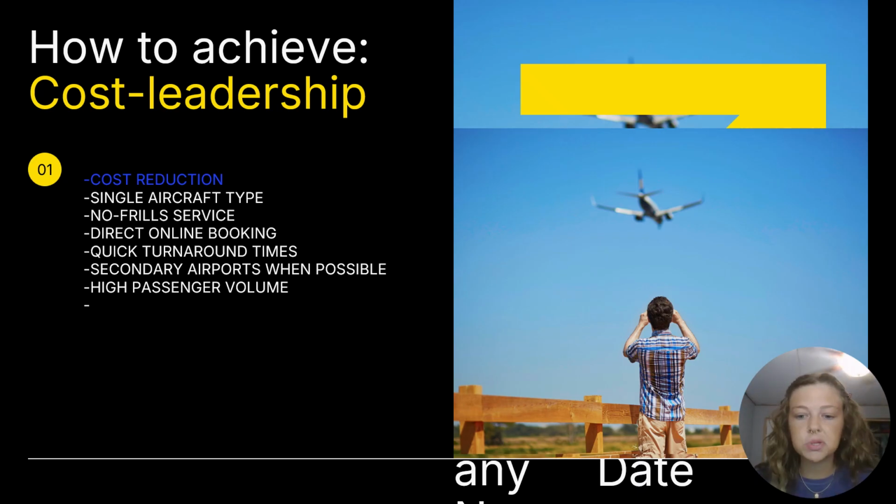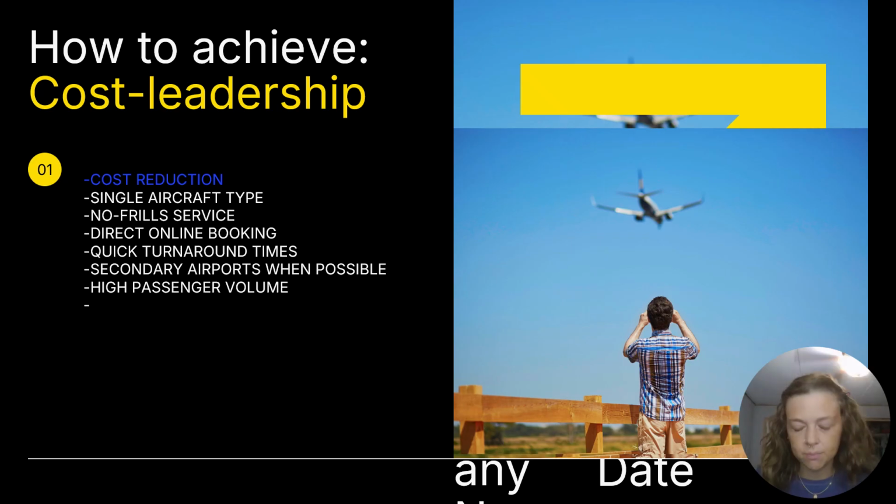Direct online booking, which, like I said, is great. You don't have to go through people. You don't have to hire people to sit there and answer the phones or be in person to book these flights. Quick turnaround time, like I said, on the plane, off the plane, another plane's coming through. Secondary airports when possible. So instead of having your own airport, you have little terminals in each airport, and then high passenger volume.